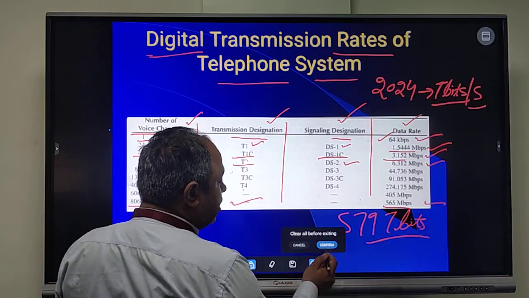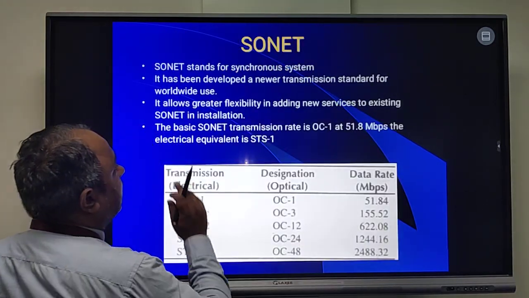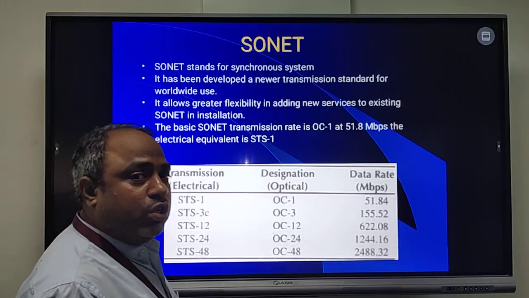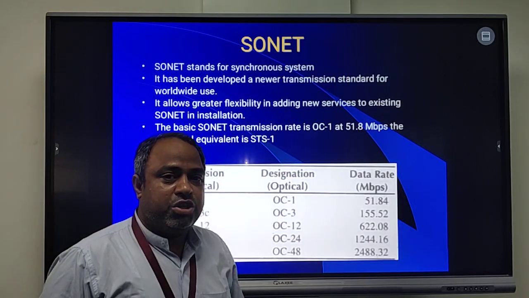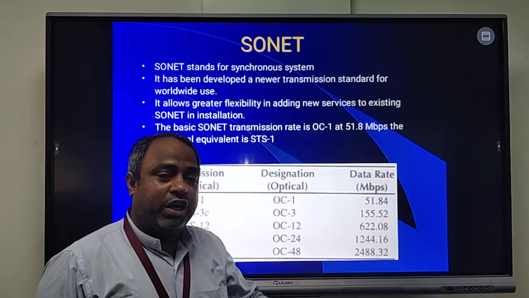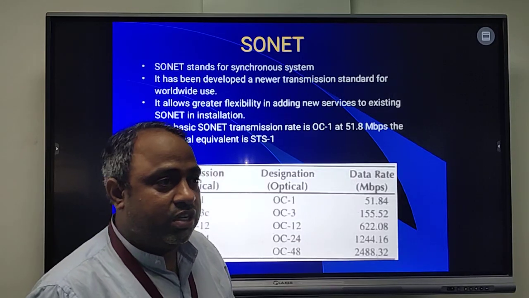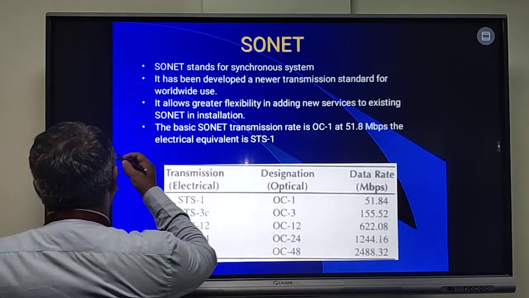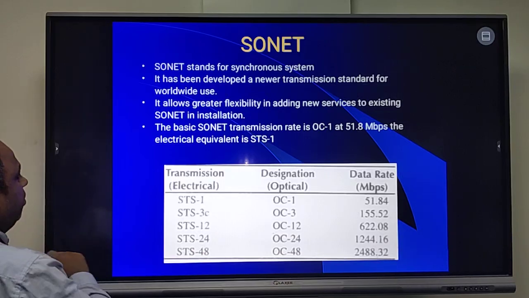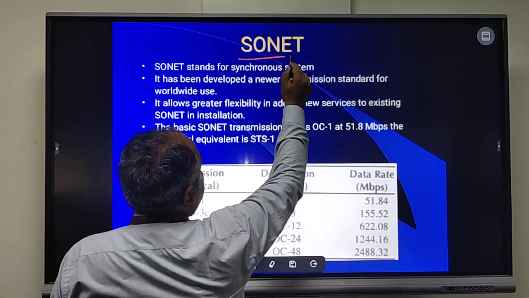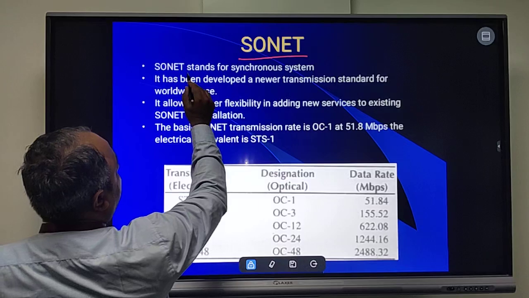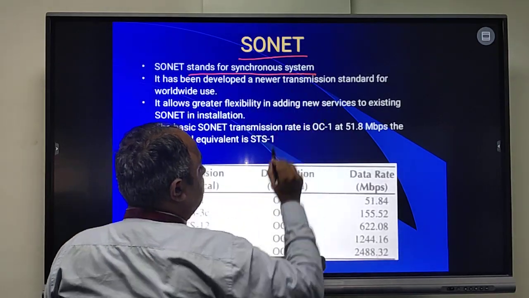Now we are coming to the next part. We are talking about some of the networks which can be used for sending information very effectively and efficiently from one side to the other. The network name is SONET. SONET stands for synchronous system.